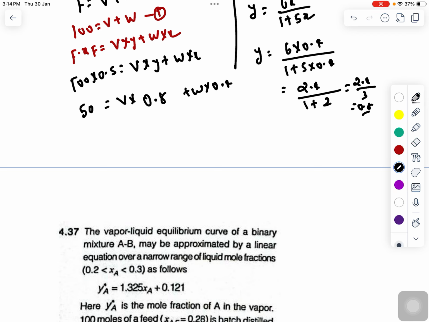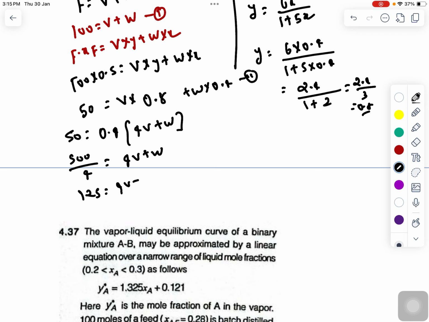Is that clear? So now we have two equations and two unknowns, so we can solve this. I can write 50 equals, if I take 0.4 common, 4V plus W, so 500 divided by 4 equals 4V plus W. So 125 equals 4V plus W, and 100 equals V plus W.